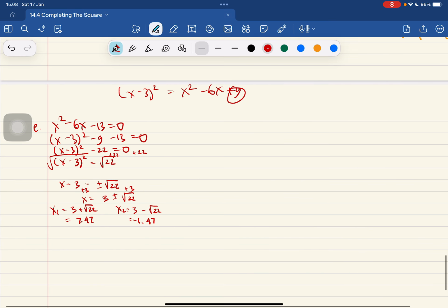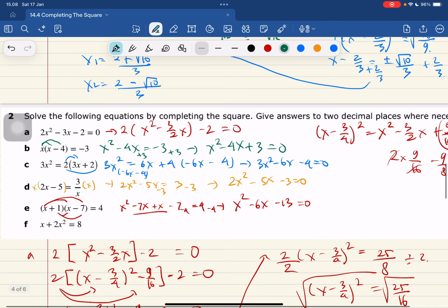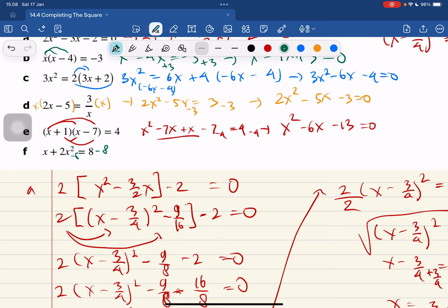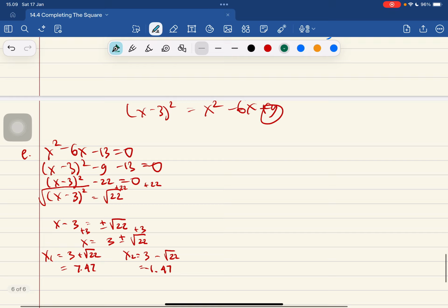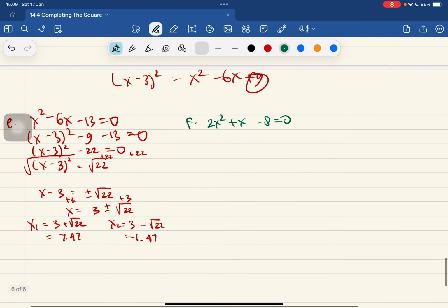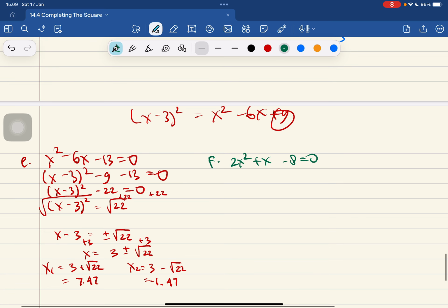Okay, last question. We can rearrange it here, minus 8, get rid. So we got 2x squared plus x minus 8 equal to 0. Let's check the question. Yeah, there it is. Remember, the coefficient of x squared needs to be 1, so we'll factorize it, take it to, so x squared plus 1 over 2x minus 8 equal to 0.